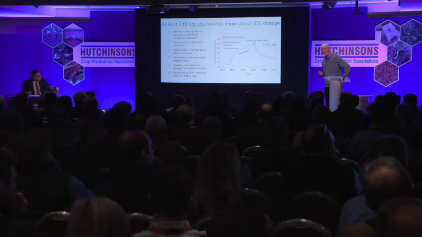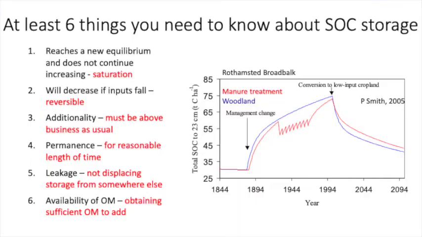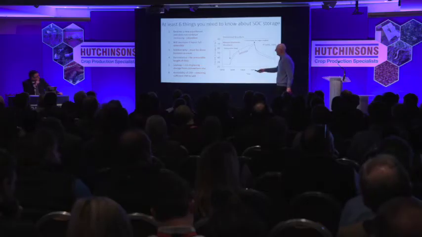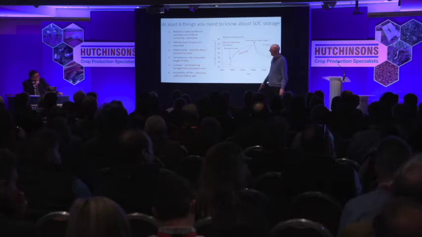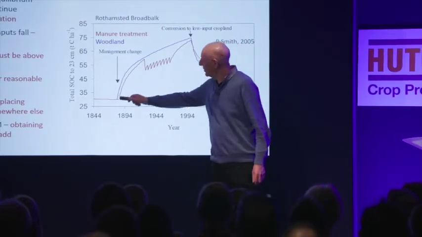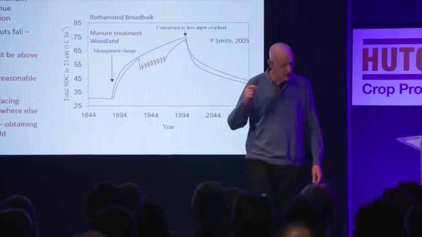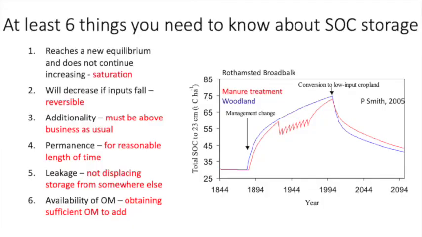So the first of all is, if you are storing carbon in soil, it reaches a new equilibrium. It doesn't go on forever. And you can see that quite clearly here. At Rothamsted, we started adding either farmyard manure, the red one, that shoots up, or we changed to woodland from arable. It shoots up. You can see that. But the point is, it won't go on forever.